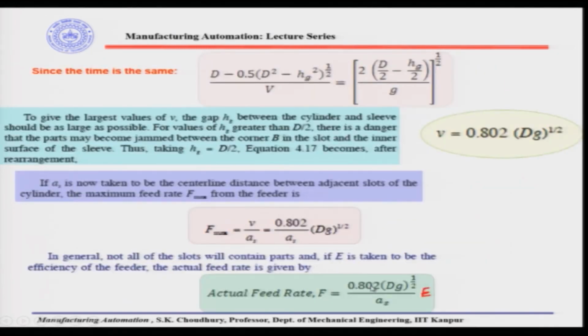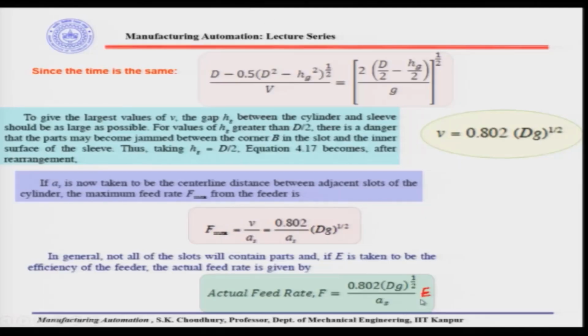So, therefore, we can equalize this time, and from here, solving this, we can find out the amount of velocity. Once we have found the velocity, we can divide it by the distance between the adjacent slots, and we can find out the maximum feed rate. As I said, we discussed that the maximum feed rate we cannot get, so it has to be multiplied by the efficiency E, and then we can get the actual feed rate.